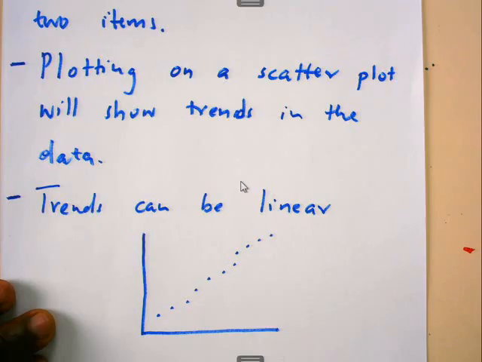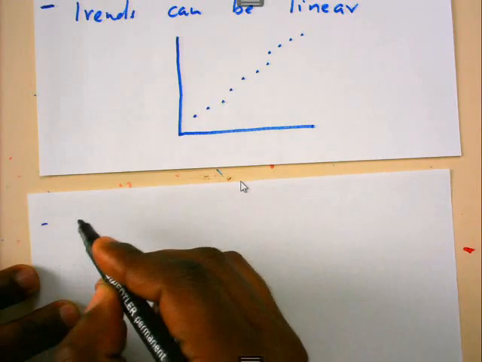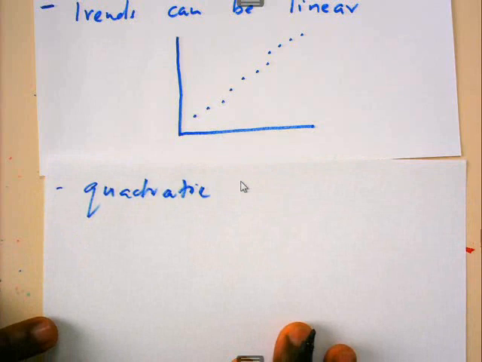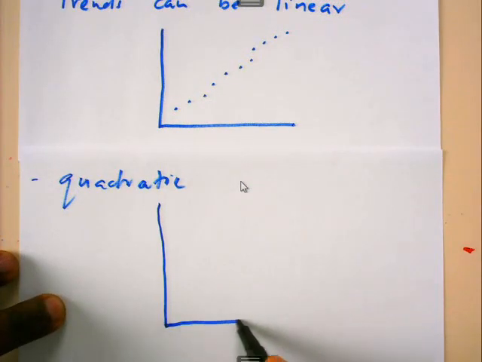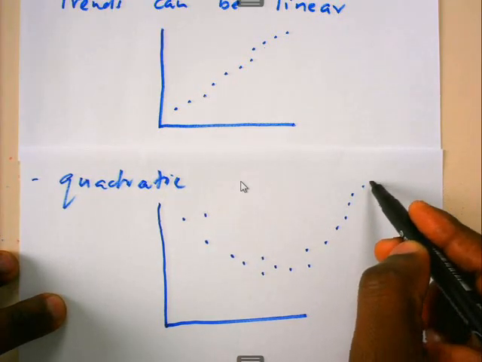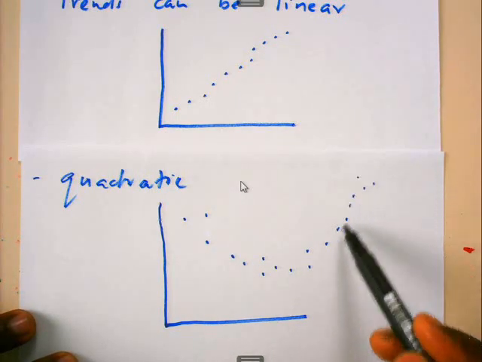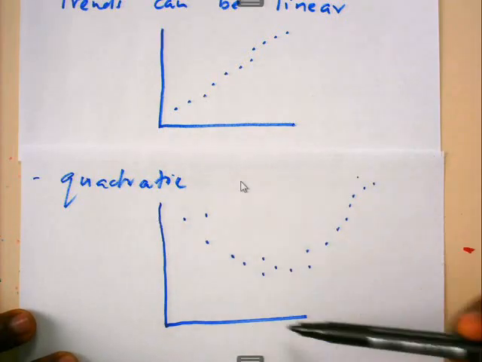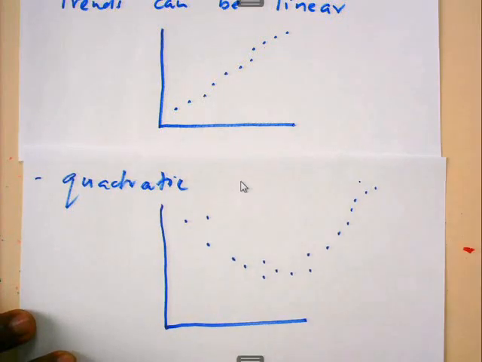But again, the trends that you can establish on a scatter plot, when you plot the points, can also be quadratic. Quadratic, what do we expect? We expect the points to be more or less what we know of a parabola. You can see that the trend here is more of a parabolic graph. Can you see the trend here? It's not linear. It's not a straight one like the one we have above, but it looks more or less like a parabolic kind of graph.